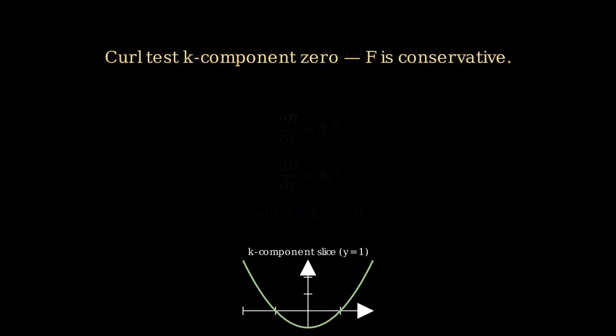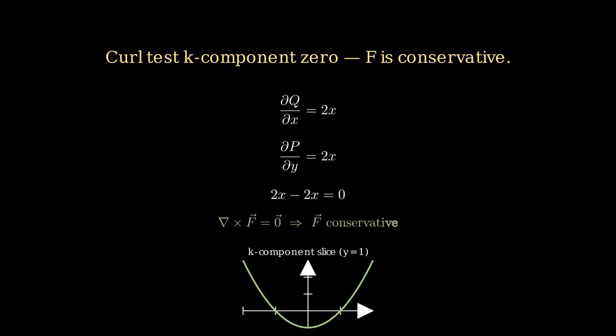For the k component, partial of Q with respect to x: the 2yz part has no x, so it vanishes, and x squared differentiates to 2x. Partial of P with respect to y: the z cubed part has no y, so it vanishes, and 2xy differentiates to 2x. Subtracting, 2x minus 2x equals 0, so curl of F is 0, which means F is conservative.